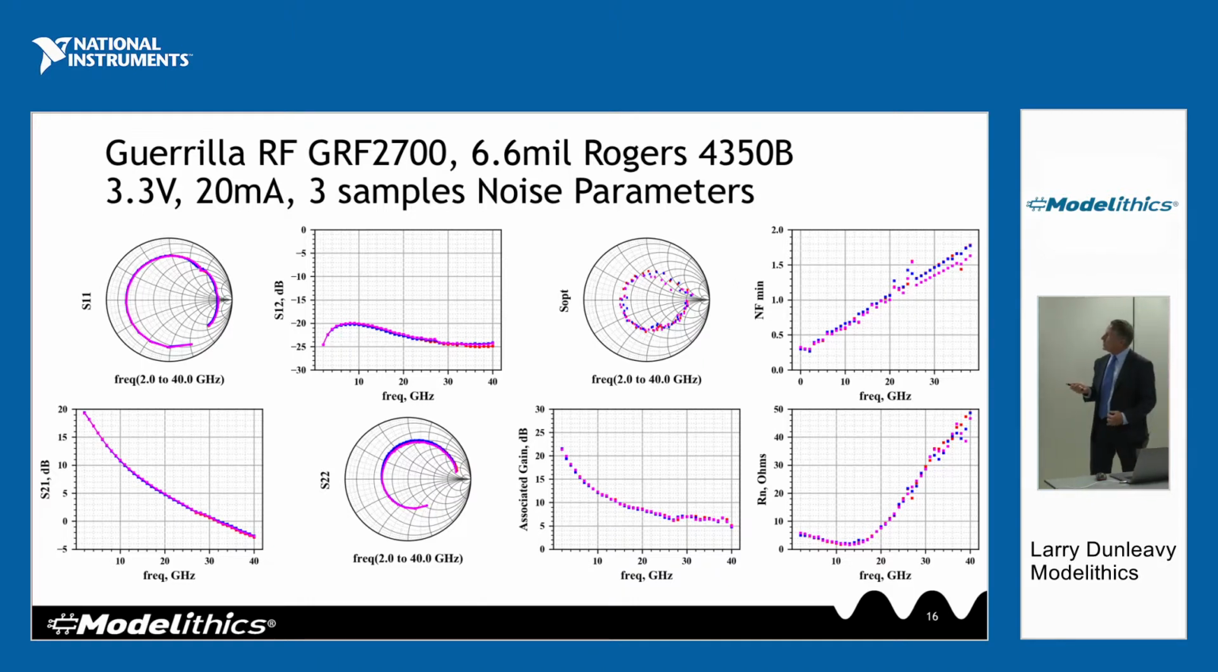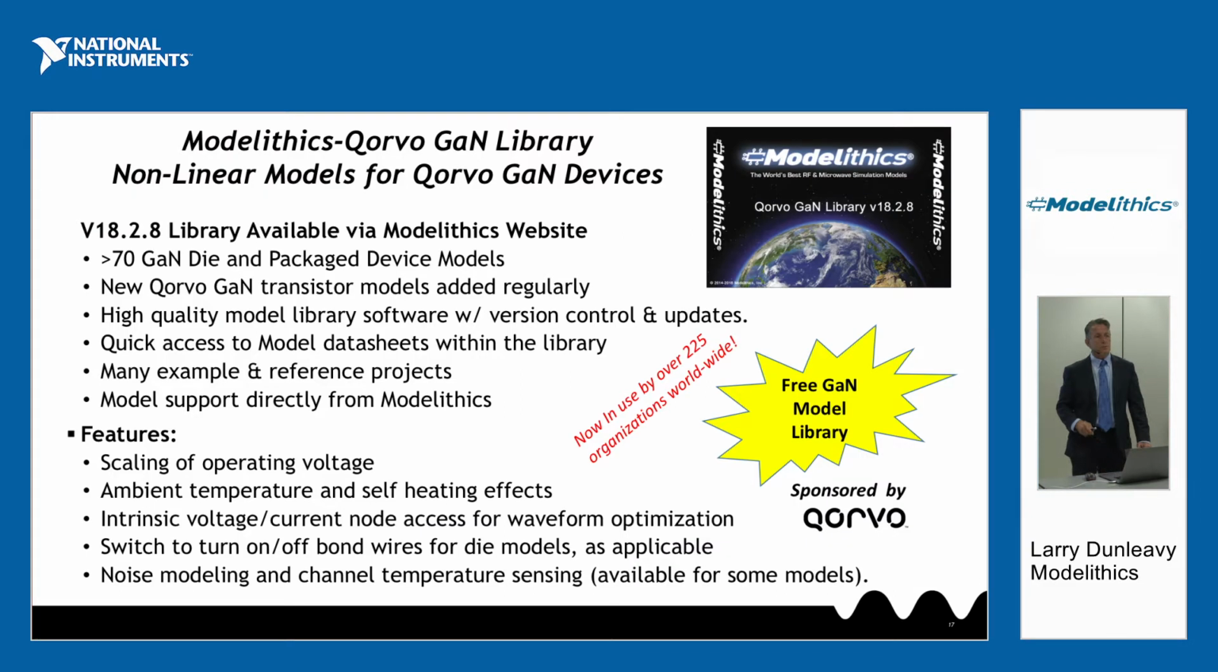We have another, a newer one that's out to 40 gigahertz. So this is a 40 gigahertz model, S parameter data that was used to generate the model. So we have, let's see, noise parameters over here and S parameters over here. So we have a nice 50 gigahertz noise parameter capability.